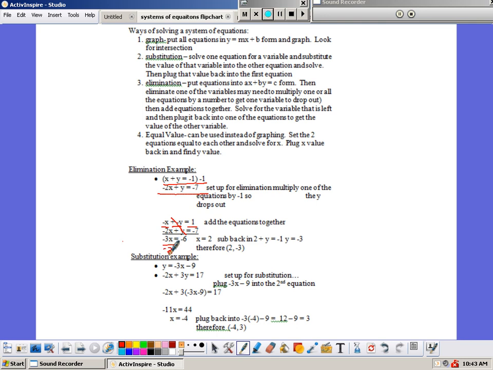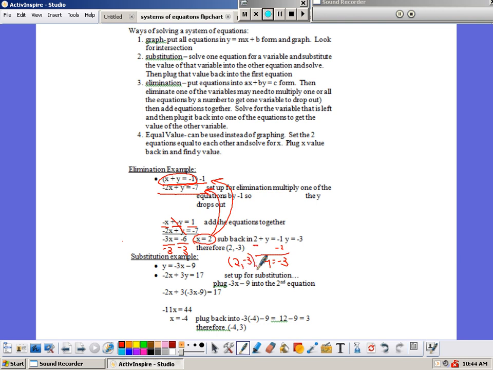I can divide by -3 and find out x is 2. I take 2 and I can plug it back into either one of these equations. It makes no difference which equation I plug it into. I'm plugging it into this first one. So I took out x and put in 2. 2 plus y equals -1. Move my 2. Y is equal to -3. Therefore, my answer is 2, -3.